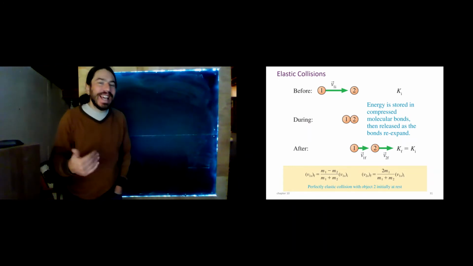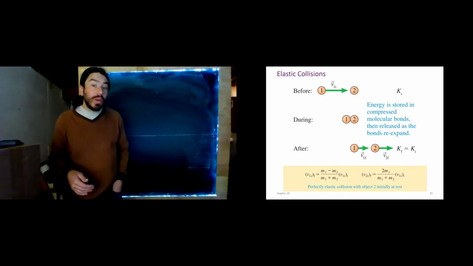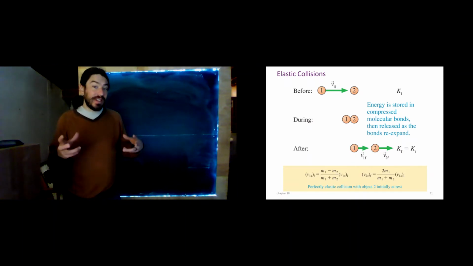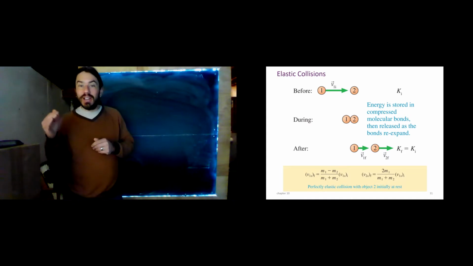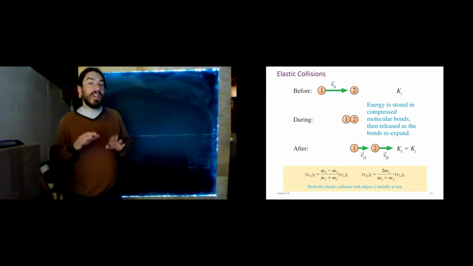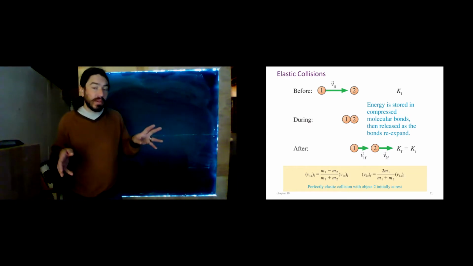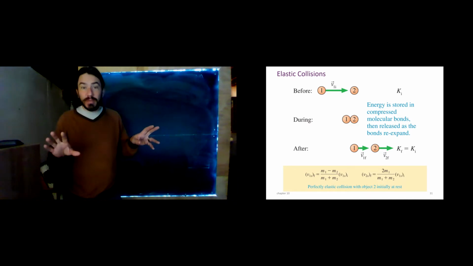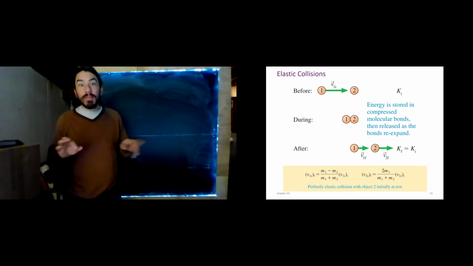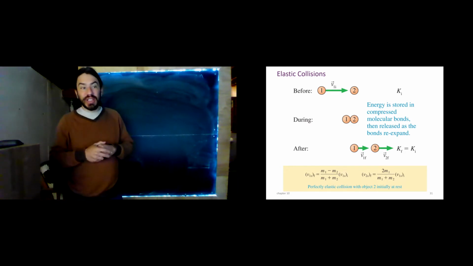Elastic simply means that kinetic energy is conserved. In other words, the total kinetic energy of the system before the collision is exactly the same as the total kinetic energy after the collision. Now we know that in any collision, the total momentum beforehand is equal to the total momentum afterwards. So momentum's always conserved. But in an elastic collision, kinetic energy is also conserved.